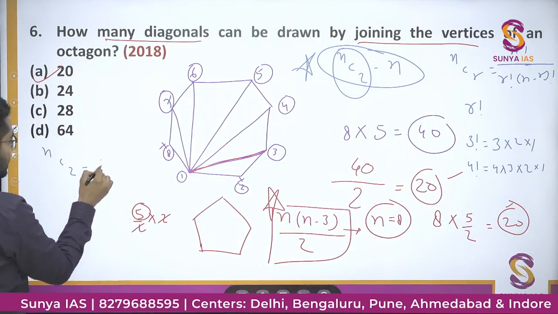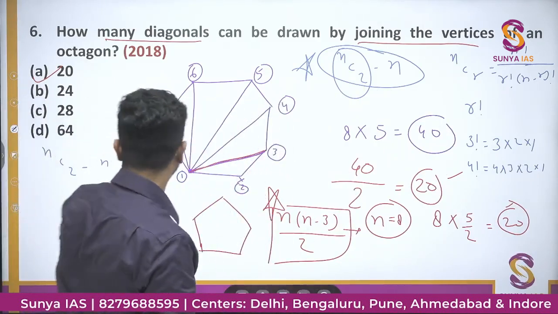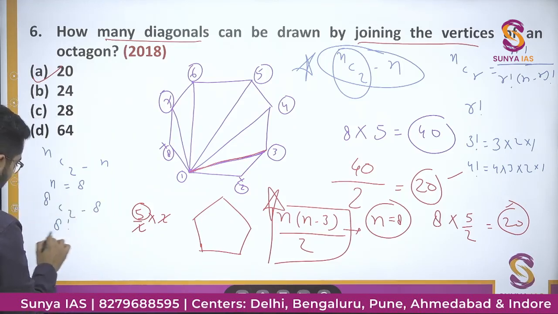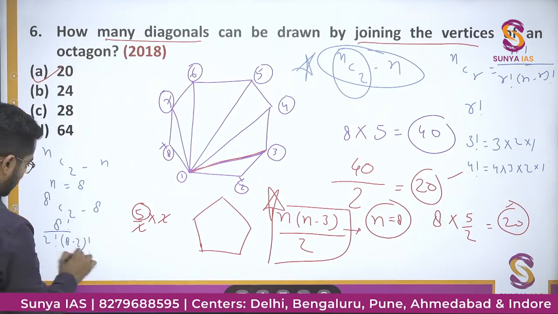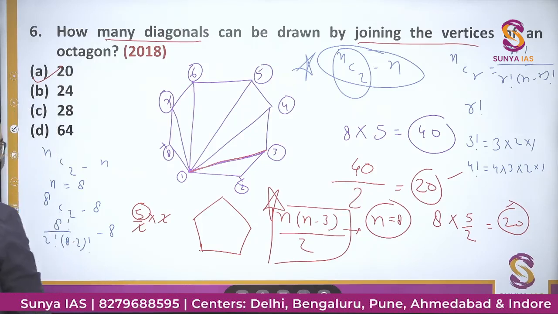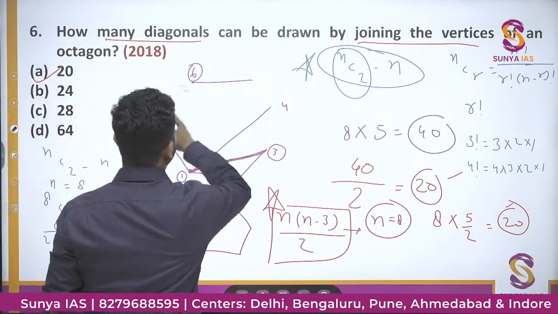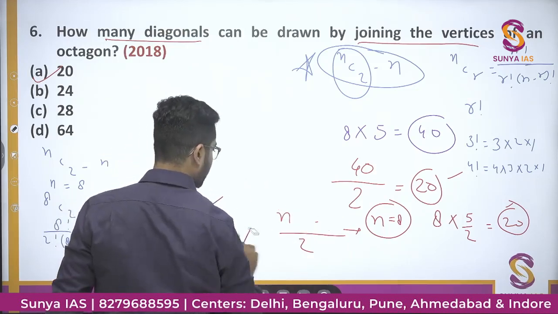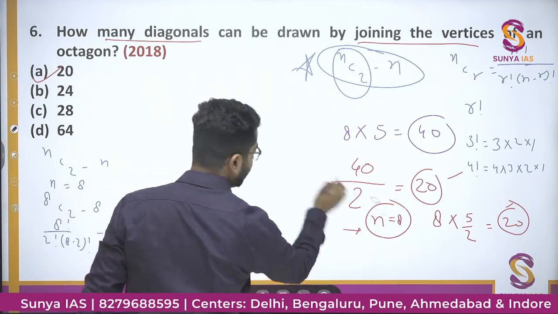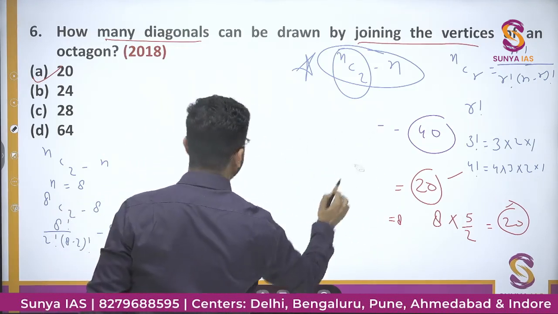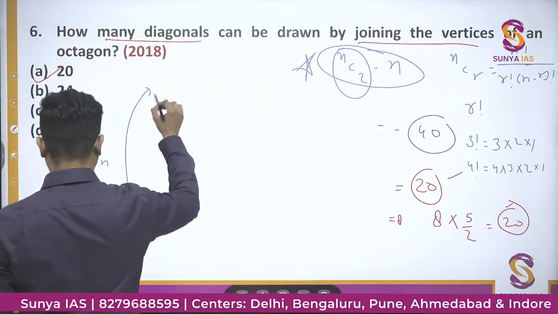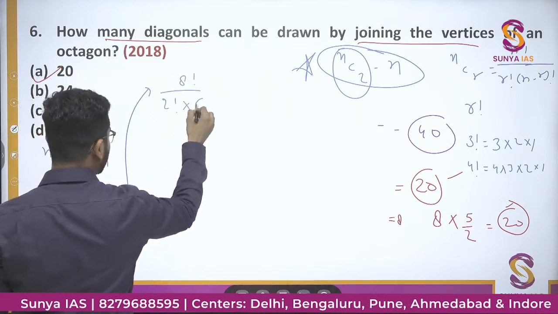So nC2 minus n. Let's say n is 8. For an octagon, I'm calculating with n equal to 8. That is 8C2 minus 8. 8C2 means 8 factorial upon 2 factorial into (8 minus 2) factorial, minus 8. So if I solve this, this would be 8 factorial upon 2 factorial into 6 factorial, minus 8.